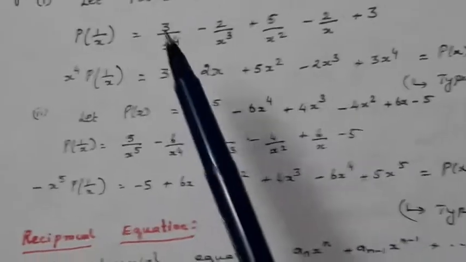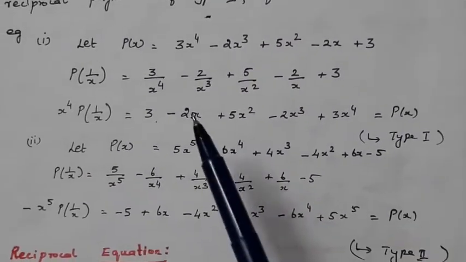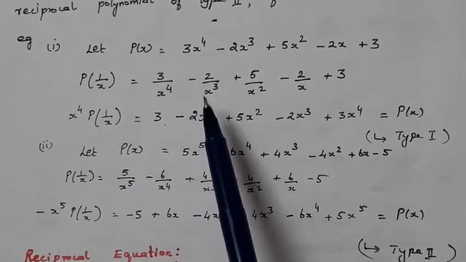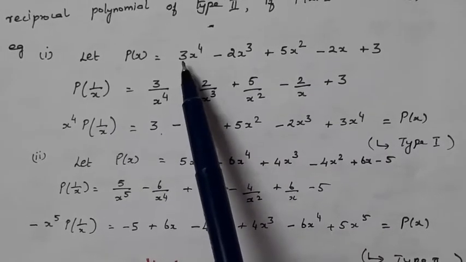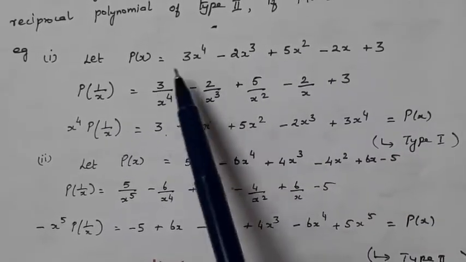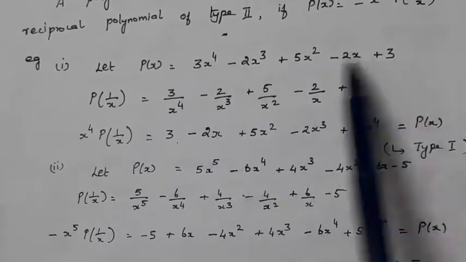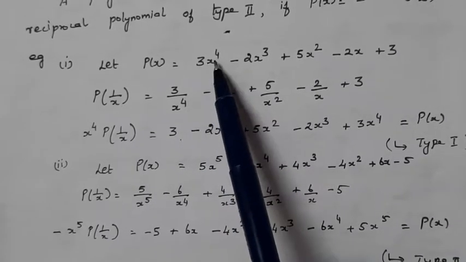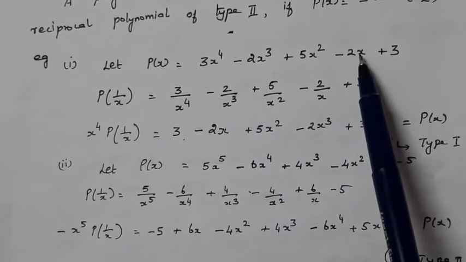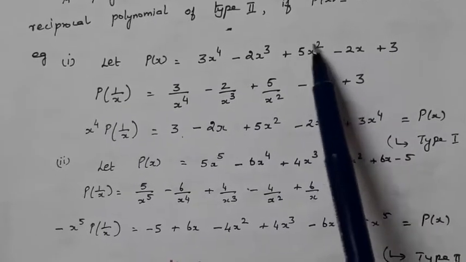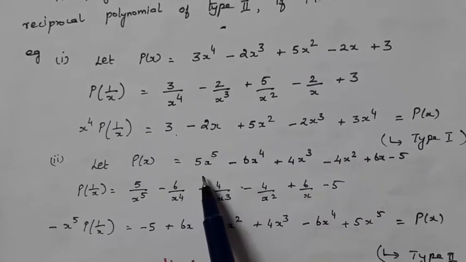So, this is the definition of a reciprocal polynomial, and I have given two examples to explain them. Now, if you look at the examples, you can see that the coefficients of the terms from the beginning and the end are the same. Here, the coefficient of x power 4 is 3 and the constant term is 3, and the coefficient of x cube is minus 2, and the coefficient of x is also minus 2. The middle term will be a single term, so let it be 5. Now, come to the second example.